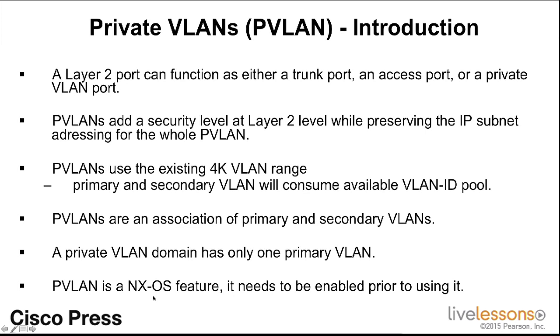Some other things to note about private VLANs: they consume the existing VLAN range, so the primary and secondary VLANs will consume the available VLAN ID pool. A private VLAN is ultimately an association of what are called primary and secondary VLANs, and we'll get into that a little bit later on. And when we talk about some of the configuration aspects, I'll go through what needs to be configured and enabled prior to using private VLANs.